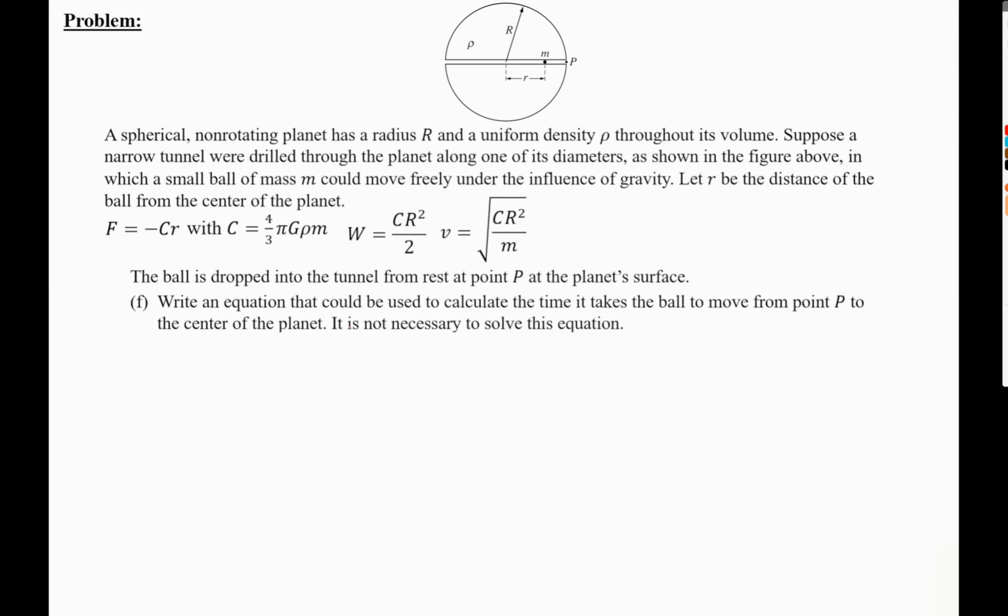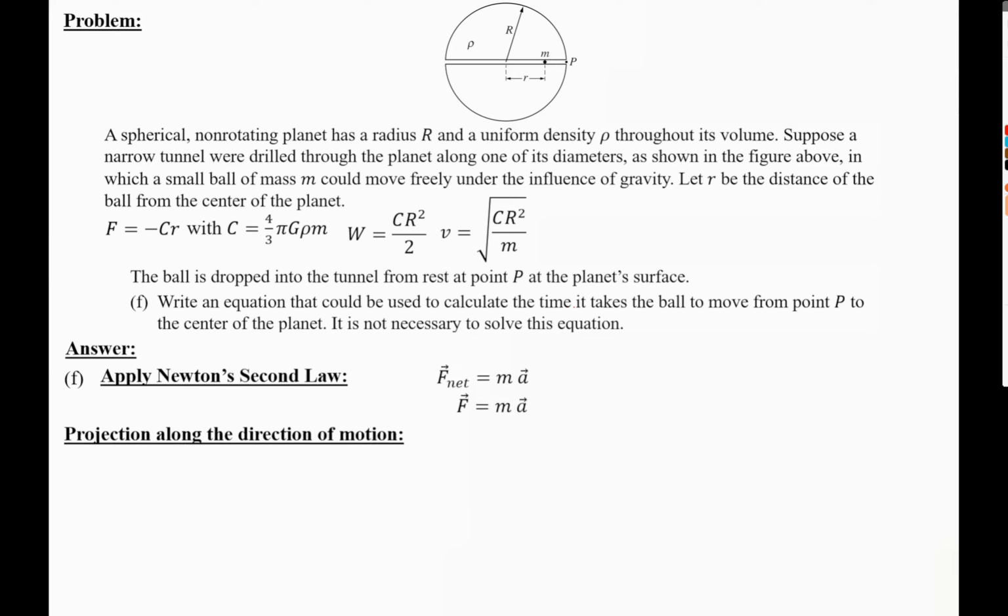They're telling us it's not necessary to solve this equation that allows us to calculate the period, but to write an equation that can be used, and this is done using the differential equation. So let me apply Newton's second law, which is F net is ma. The only force is minus CR, equal to ma. a can be changed to the variable r using calculus.